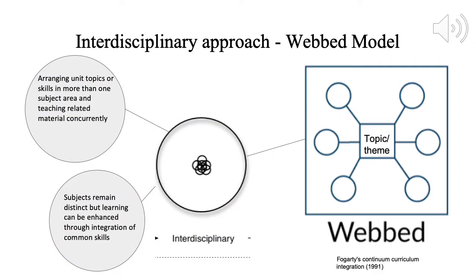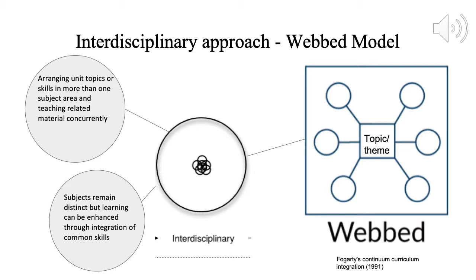The Humanities and Social Science learning area in the Australian curriculum is just one example of integrating or connecting subjects. Let's dive further into what an interdisciplinary approach to integration means and also connect it to Fogarty's web model of integration. As simplified before, an interdisciplinary approach is bringing together areas of the curriculum, which is also known as integration across disciplines. This can be done in many ways, including arranging a unit's topic or skills in more than one subject area and teaching them concurrently, or subjects can remain separate but learning is enhanced through integration of similar skills.